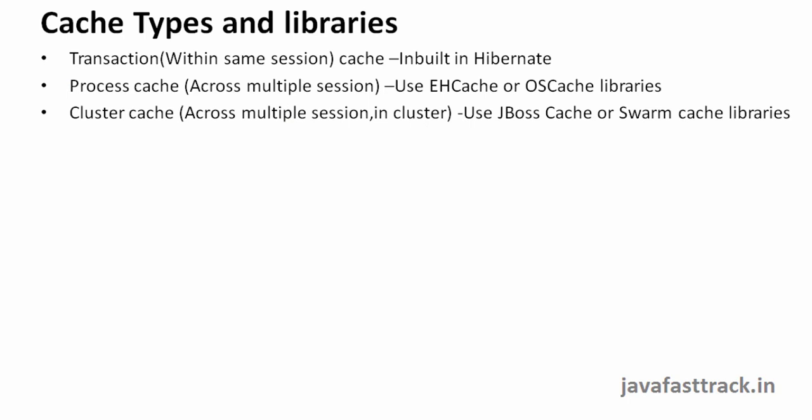Working with L2 cache is not very difficult. It is very easy to integrate these external caching libraries with Hibernate. Hibernate has good supporting APIs to make use of these third-party libraries, so very easily you can integrate these second level caching libraries. Now I will show you the step-by-step procedure of what you should do to use second level cache.